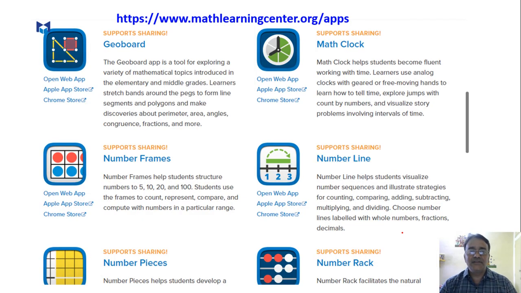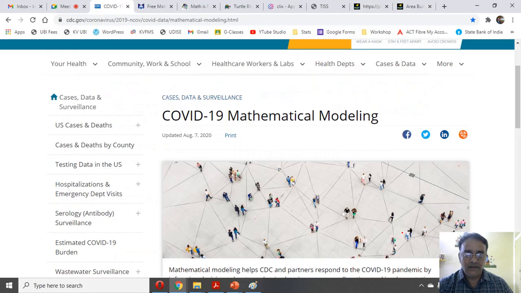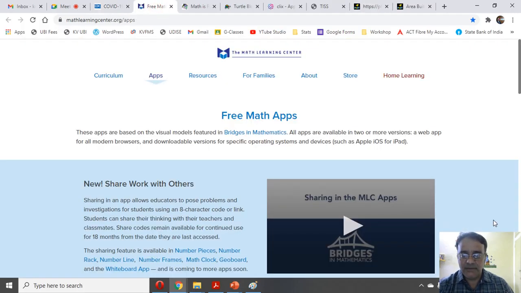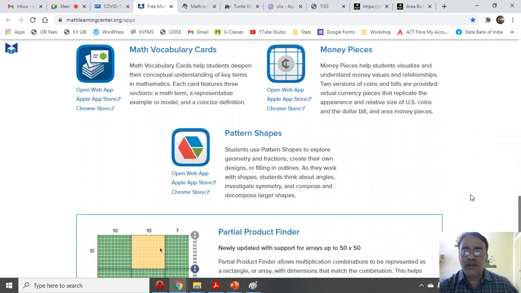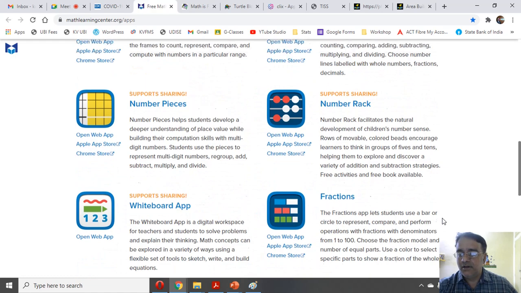This is one of the digital models, mathlearningcenter.org. So many apps are there. We can use them for mathematical modeling. So I will demonstrate one. This is the website. I will share this link with everyone through WhatsApp, mathlearningcenter.org. You can go through all the apps.